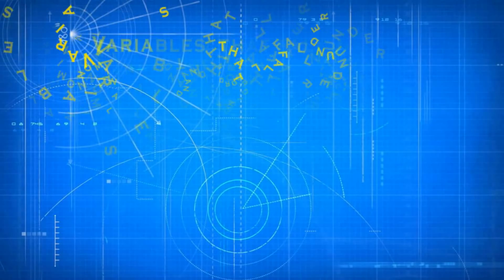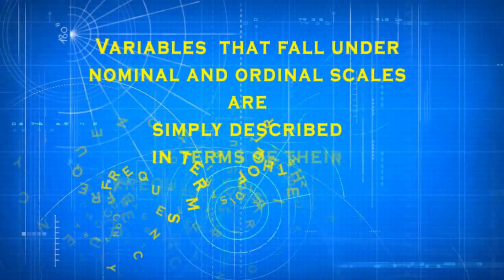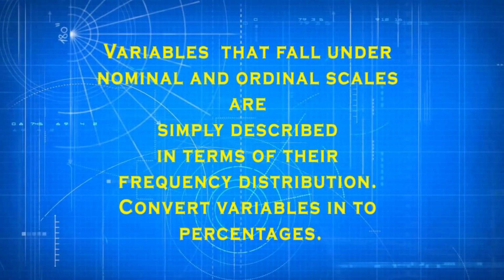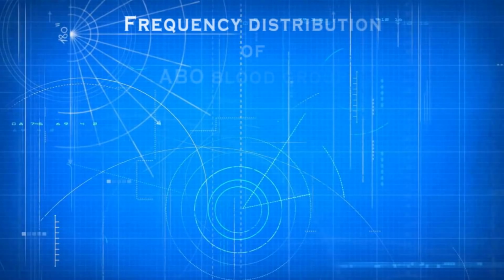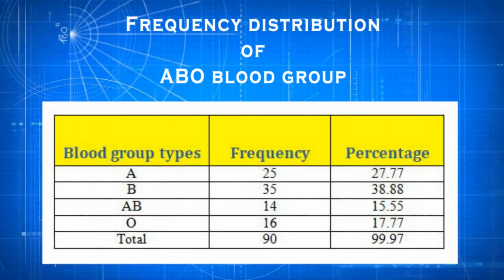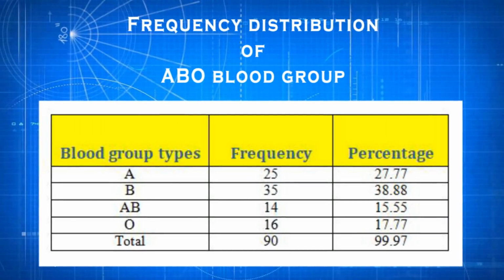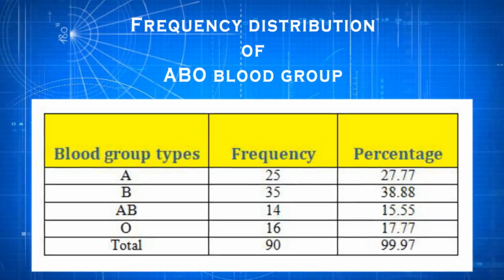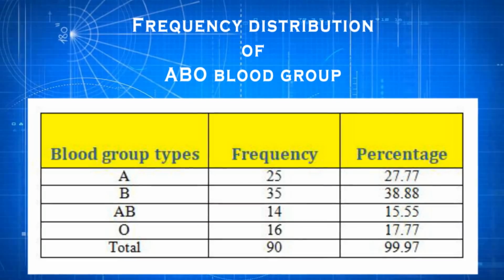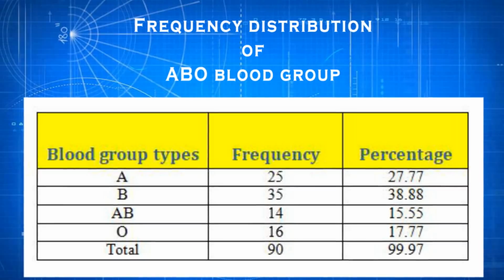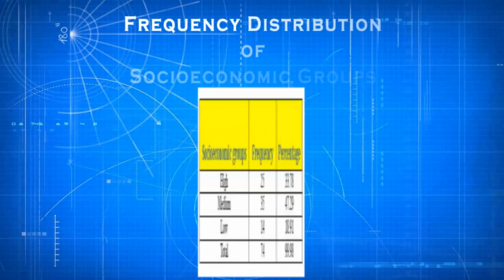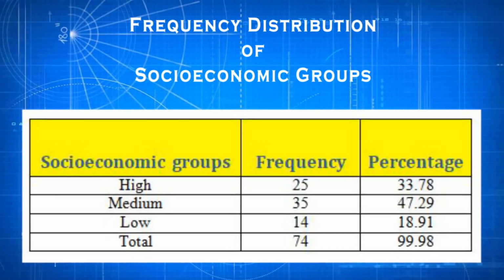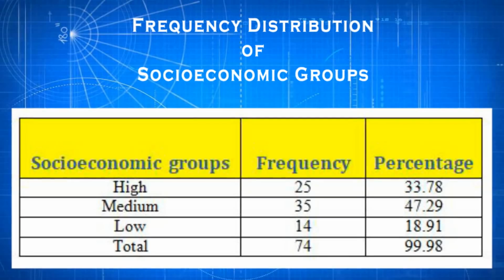Now, for variables that fall under the nominal or ordinal scale, we calculate the frequencies and then convert these frequencies into percentages. For example, if you look at the table, you can see that there is a distribution of blood group types A, B, AB and O. And what we have done is calculate the frequency, followed by the percentage of each of these variables. Or say, for example, in socio-economic status, we have some households with low socio-economic status, some with middle socio-economic status and the rest belonging to high socio-economic status.